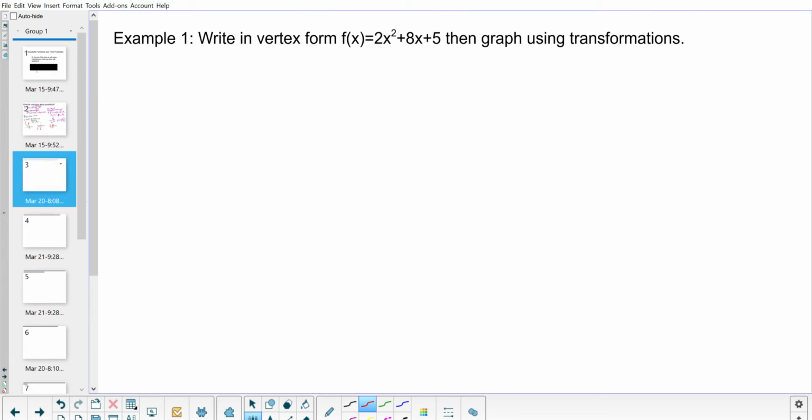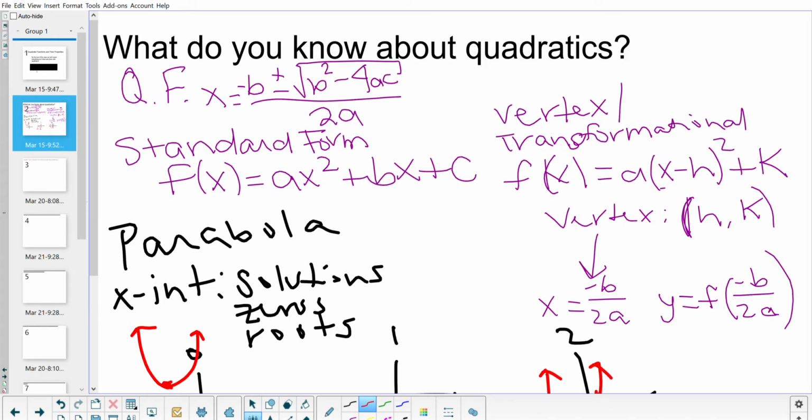Okay, so example 1, write in vertex form. I've given it in standard form right here. I want you to take this and turn it into this. And guess how we are going to do that? So you notice this has no factored form in it. This has a piece of it that is factored.